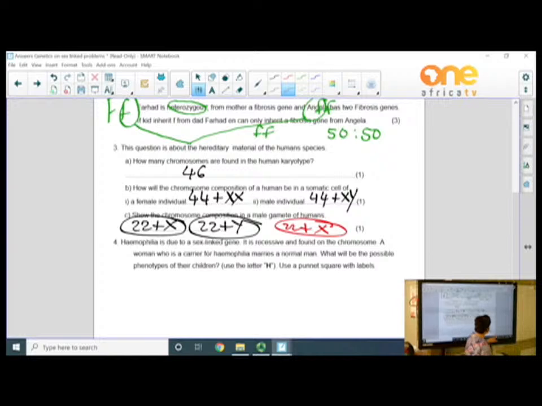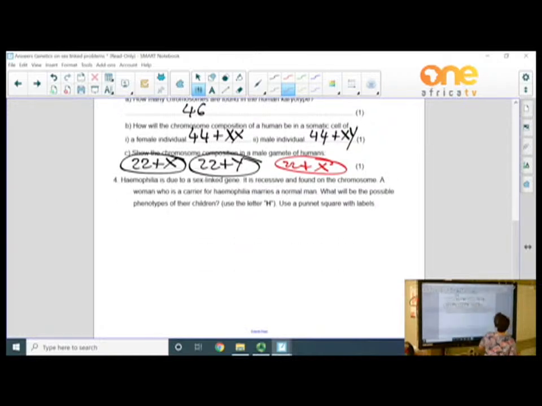So, the question is, hemophilia is due to a sex-linked gene. It is recessive and found on the X chromosome. A woman who is a carrier for hemophilia marries a normal man. What will be the possible phenotypes of their children? Use the letter H and use a Punnett square with labels.